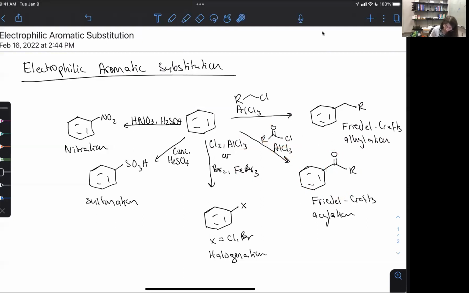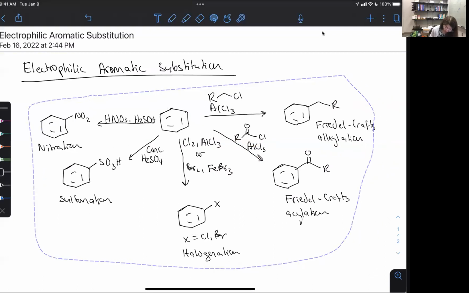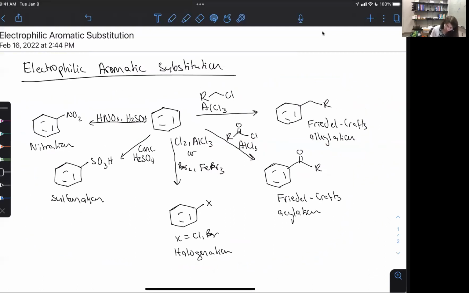Okay, so the important thing for the Friedel-Crafts options, both of them, is that they have to have either a straight benzene ring or an activated benzene ring. So they do not work with a deactivated ring.